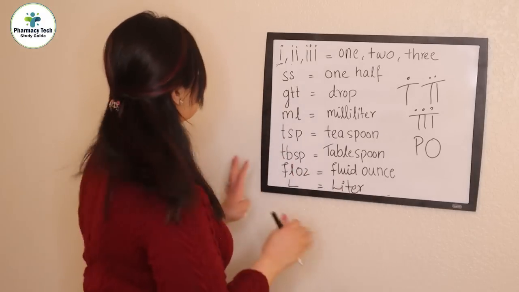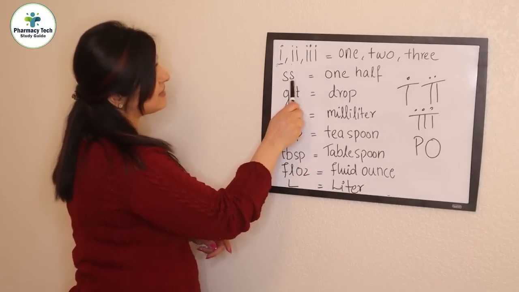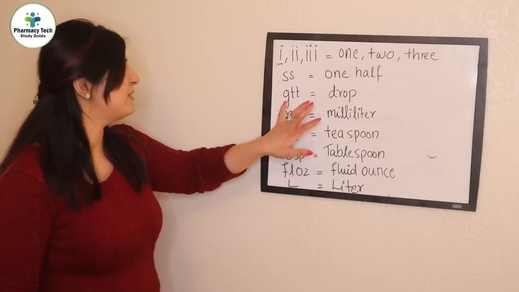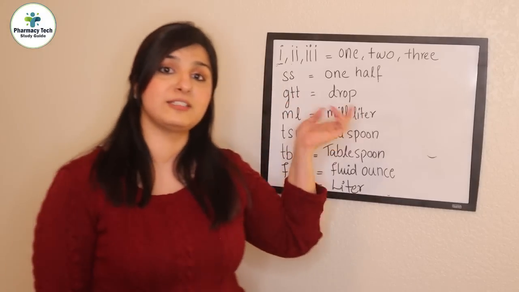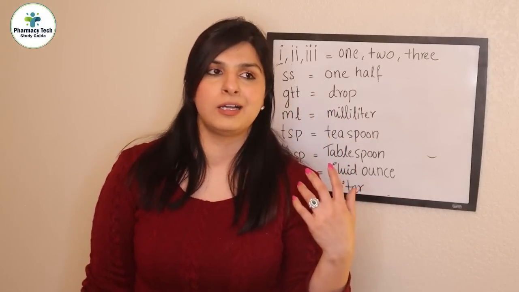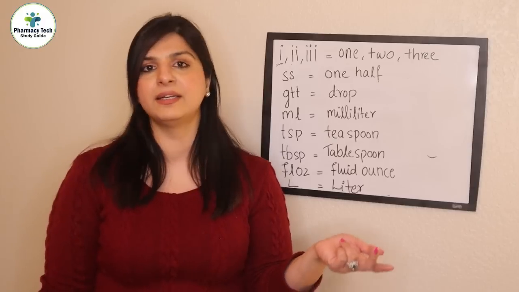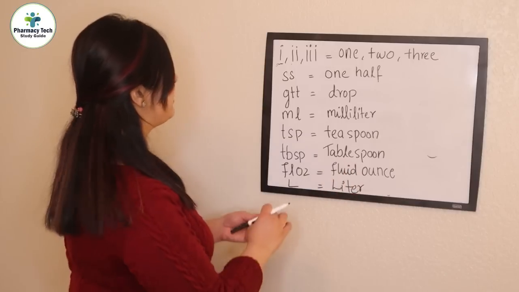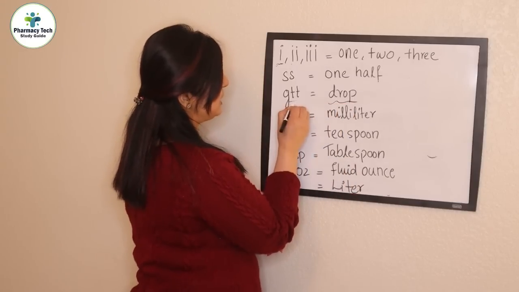Okay, so next up we have SS. SS means 1/2. Next we have GTT. That means drop. It could be a drop of liquid, a drop of eye drops, a drop of ear drops. Now, if it's a single drop, that's GTT.